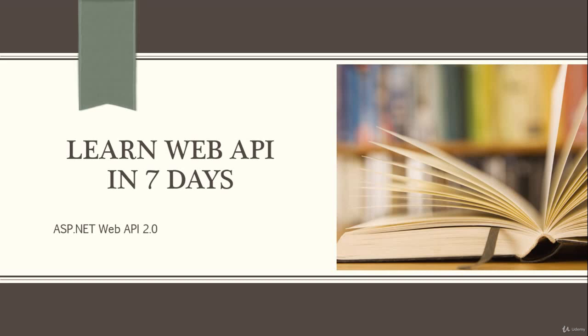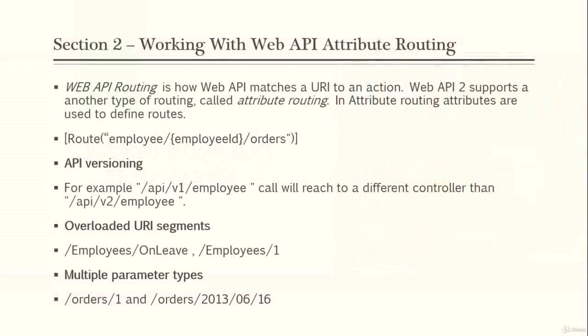In this video, we are going to talk about ASP.NET Web API attribute routing. So these are the things which we will be discussing in this lecture. Web API routing is actually how it matches the URI to an action, but then ASP.NET Web API 2.0 and onwards, it supports another type of routing which is called attribute routing. And in this type of routing, the attributes are used on the API methods.